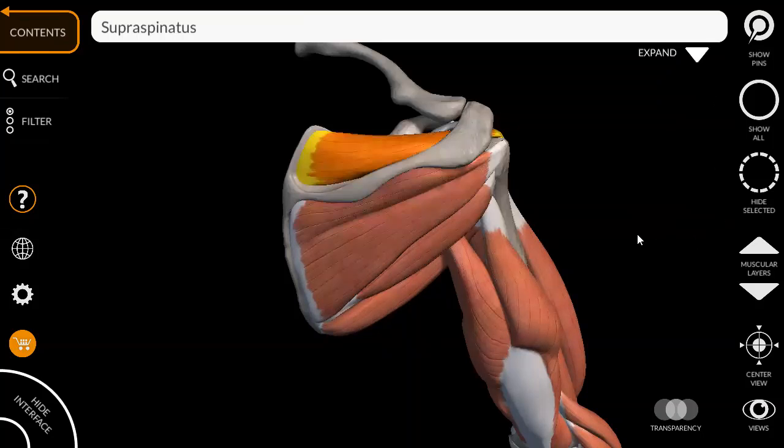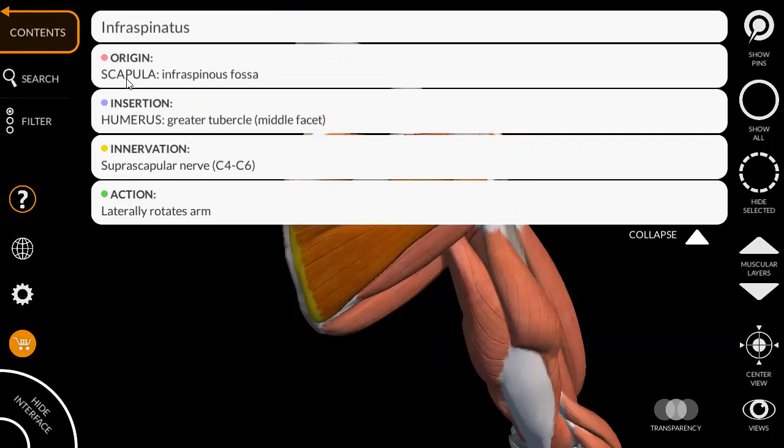Okay. And this is called infraspinatus, okay. And this one originates from the scapula in the infraspinatus fossa. And this one actually inserts into the humerus too, in the middle facet.